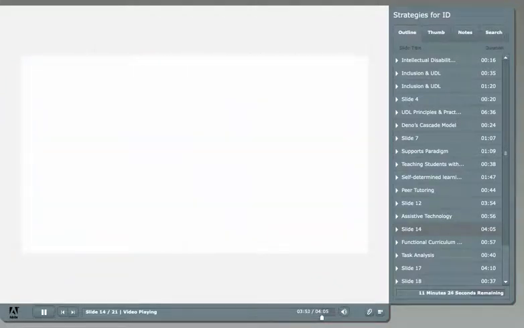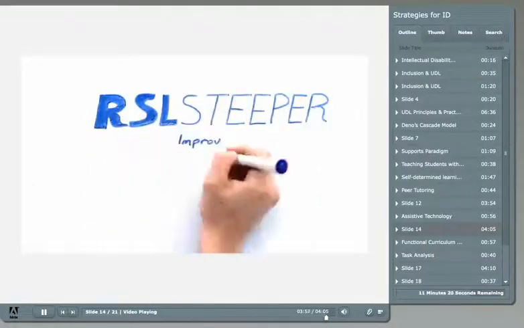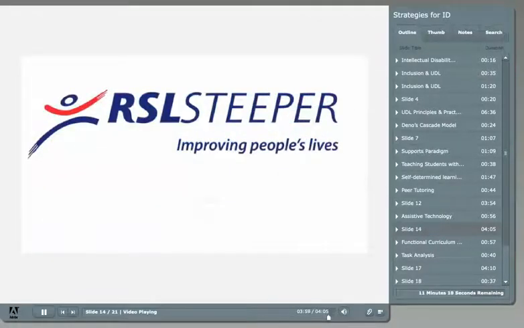AT can help improve so many people's lives and return their independence. RSL Steeper, improving people's lives. This is what AT really is.